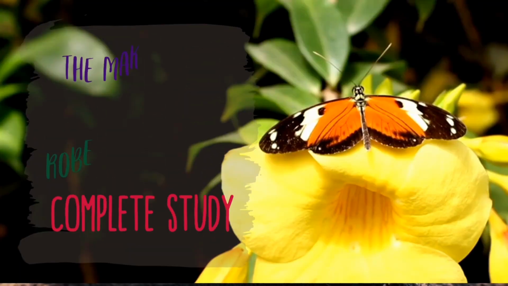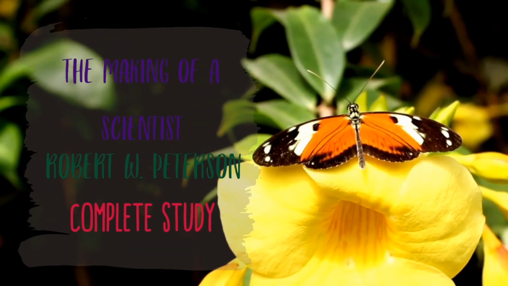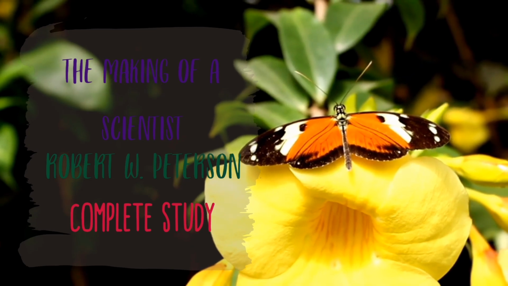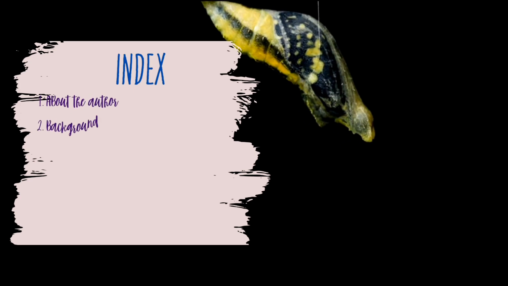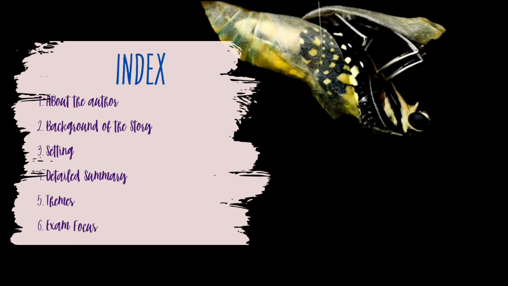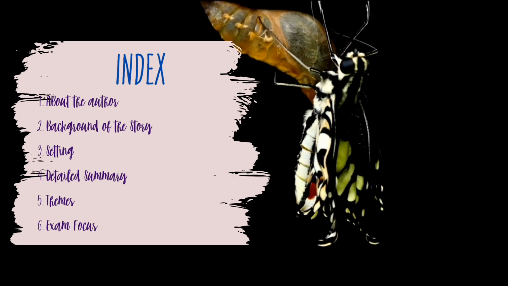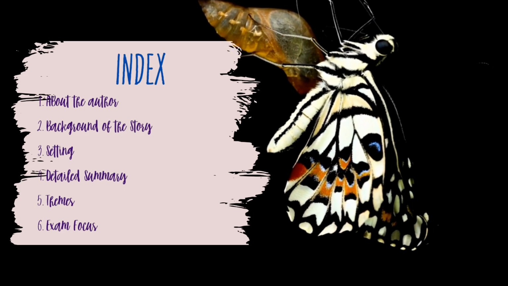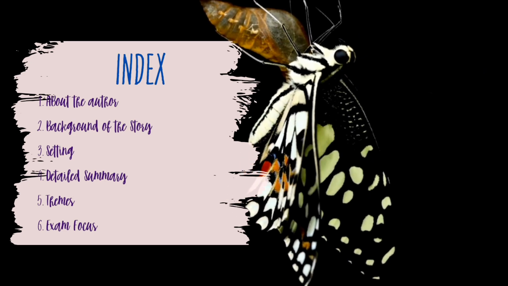Today, we dive into The Making of a Scientist by Robert W. Peterson, a grade 10 CBSE gem from Footprints Without Feet. Through this video today, we are going to cover the author, background of the story, setting, detailed summary, themes, and points to focus on for your exams that will be asked from this chapter. So stay tuned till the very end, and without much further ado, let's get right into it.